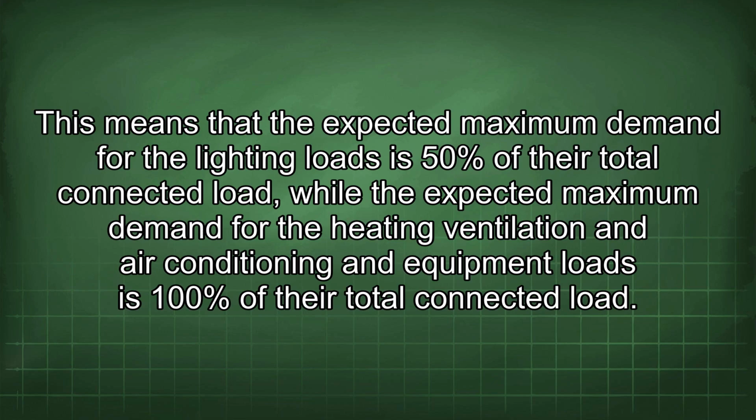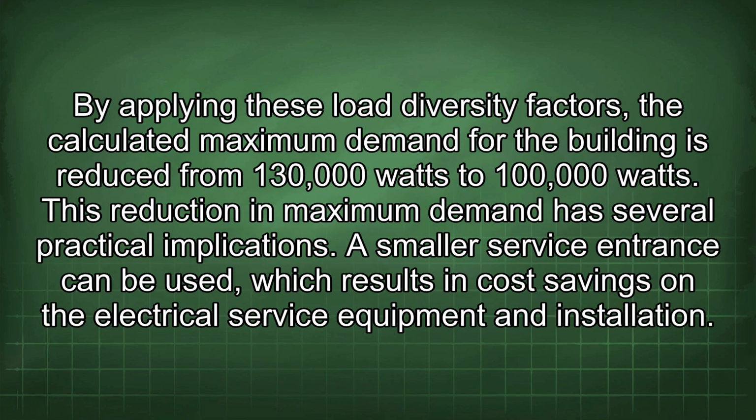This means that the expected maximum demand for the lighting loads is 50% of their total connected load, while the expected maximum demand for the heating, ventilation and air conditioning and equipment loads is 100% of their total connected load. By applying these load diversity factors, the calculated maximum demand for the building is reduced from 130,000 watts to 100,000 watts. This reduction in maximum demand has several practical implications.